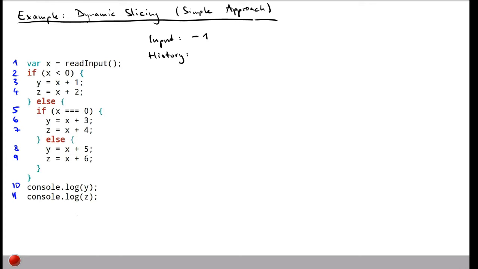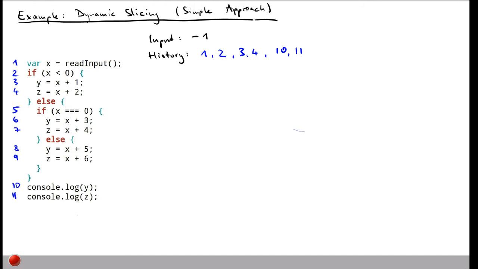So if the input is -1, then of course the first statement, so 1, is executed, then we will have this check at line 2. This check will be true because x is actually smaller than 0. And that means that also 3 and 4 are executed afterwards. But then 5, 6, 7, 8, and 9 are all not executed because we have already taken the if branch. But eventually 11 and 10 will also be executed.